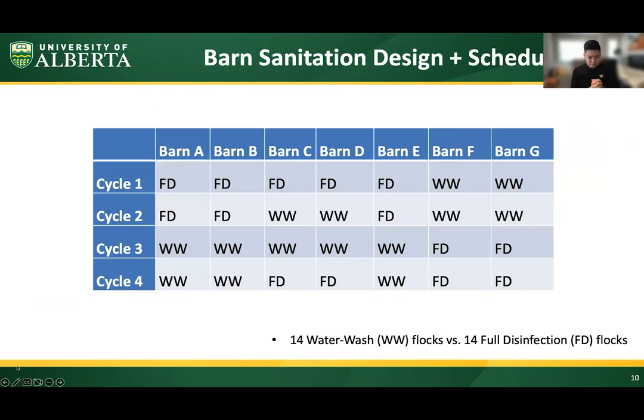To do so, a big animal trial was performed as a crossover design comparing full disinfection versus water wash treatment between flocks. So we did our study on 7 similarly constructed barns for a total of 4 flocks per barn, and the animal trial was conducted in a commercial production setting. That resulted in 14 production flocks assigned to each treatment, as we can see from the table.